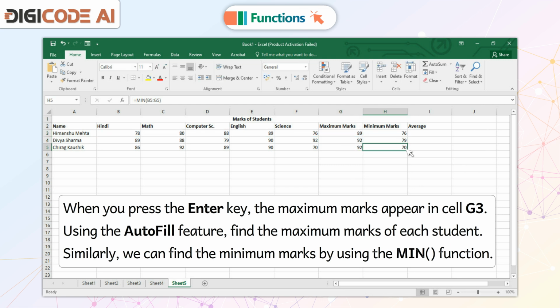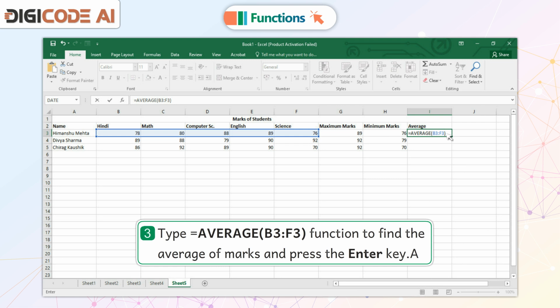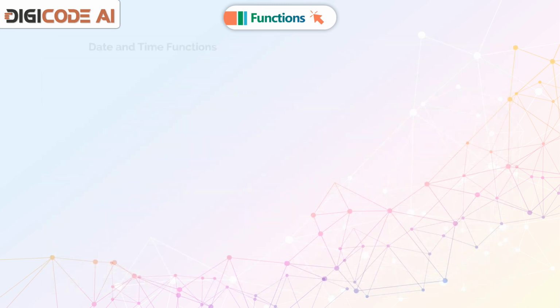Similarly, we can find the minimum marks by using the MIN function. 3. Type =AVERAGE(B3:F3) function to find the average of marks and press the Enter key. When you press the Enter key, the average of the marks appears in cell I3. Using the autofill feature, we can calculate the average of the marks of each student.